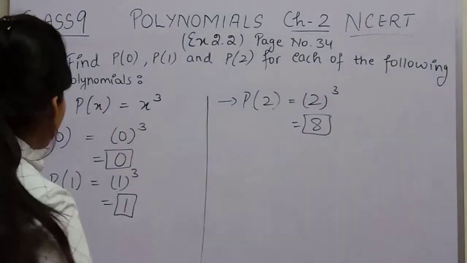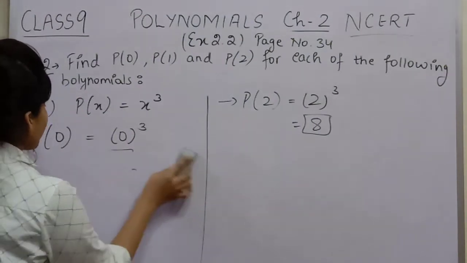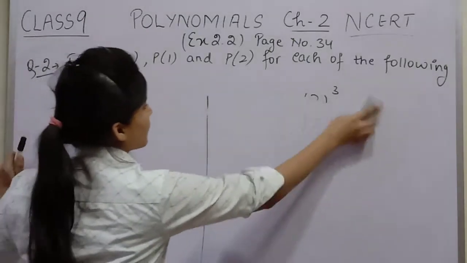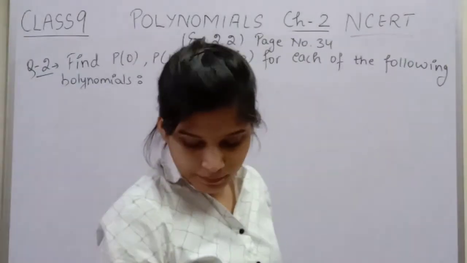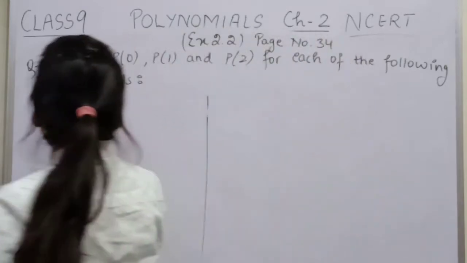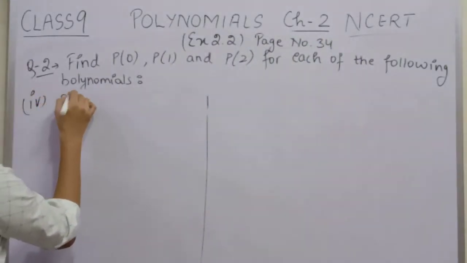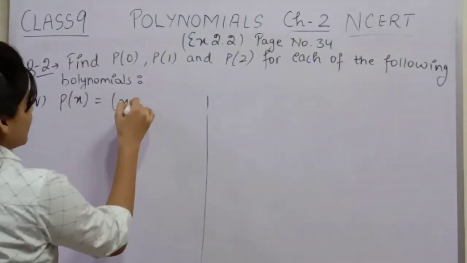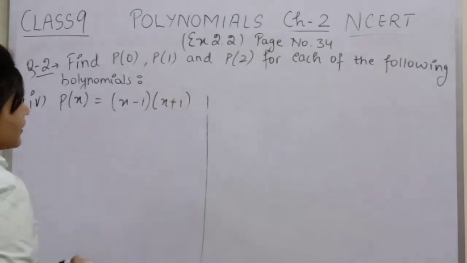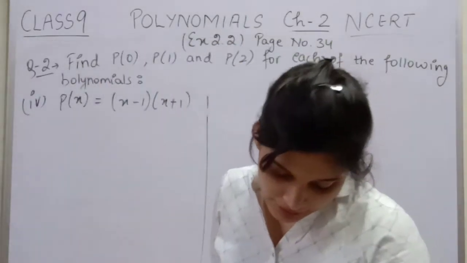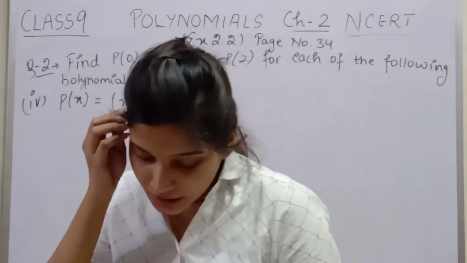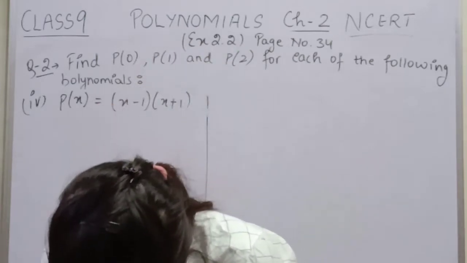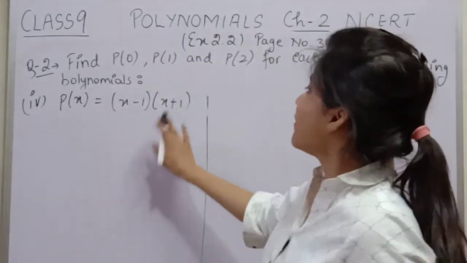Okay, coming to the fourth and the last part of question number 2. So, fourth part is p(x) equals to (x minus 1)(x plus 1). Right? x minus 1, x plus 1. Okay, so now we have to put the value of x.